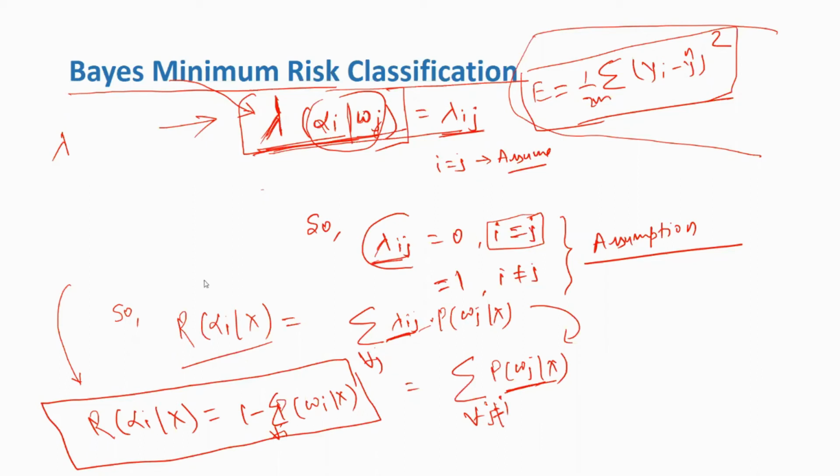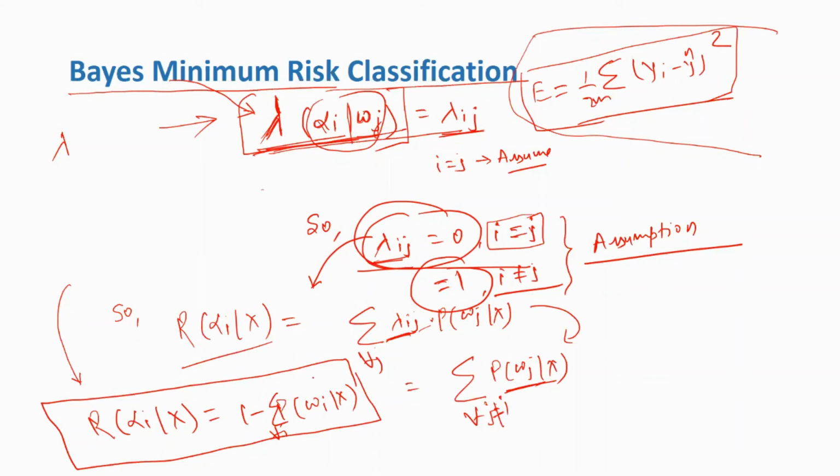We are assuming that if we are trying to predict cat and the actual value is cat and the predicted value is also cat, right? Then what is the loss? The loss will be 0. That's why we are saying that in case of i equals j, this loss will be 0. We are also assuming this loss will be 1 when i is not equal to j. And based on this loss function, I am deriving the total risk involved.